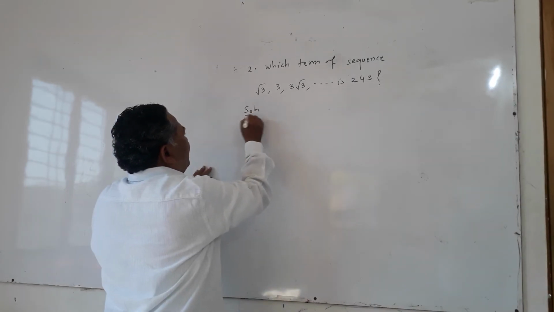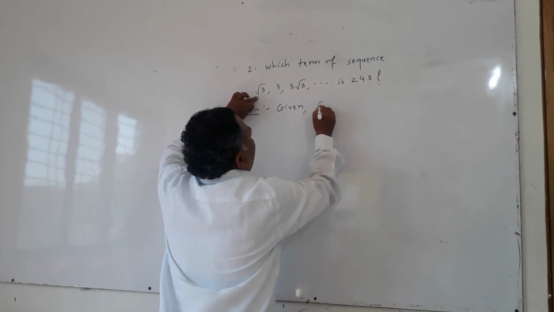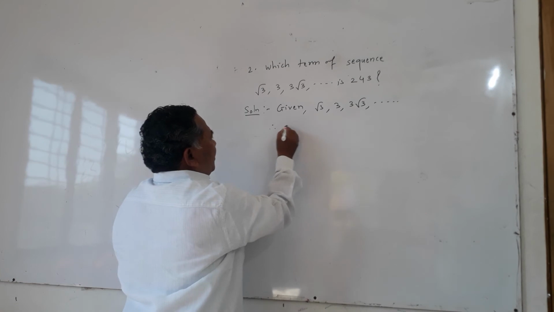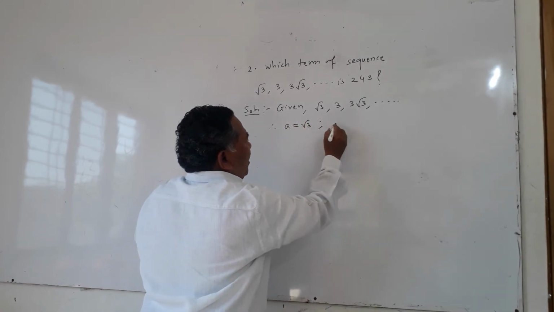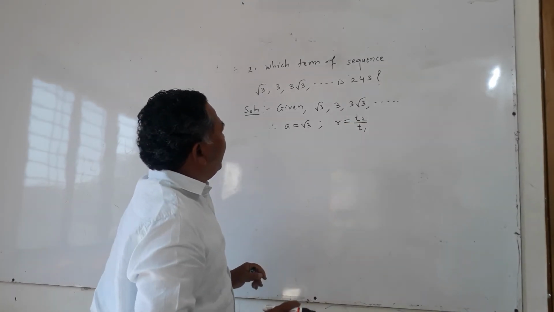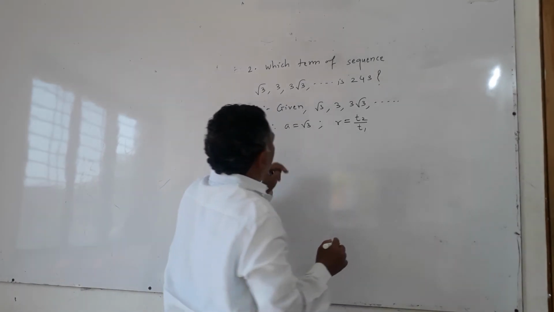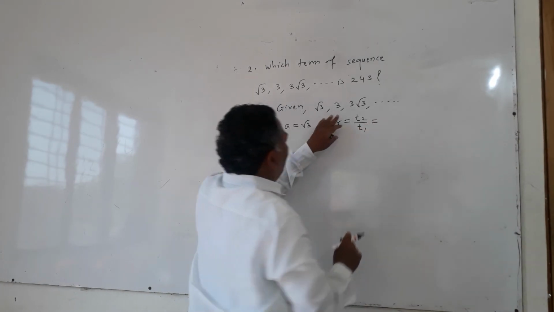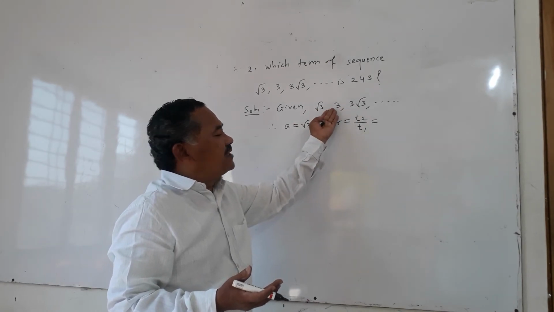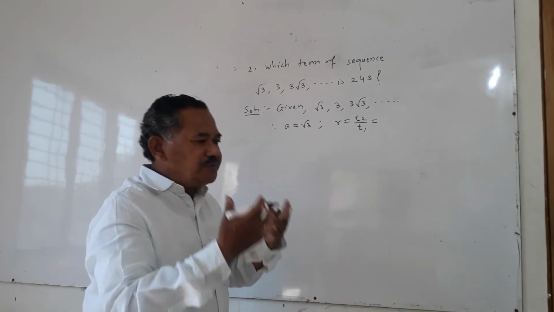Therefore, see here, the solution. In the manner given here, we write root 3, 3, 3 root 3, and so on. Therefore a equal to root 3 and we have to obtain r. We know r equal to T2 upon T1. Because if we observe, we do not obtain a common difference, since 3 minus root 3 and 3 root 3 minus 3 are not equal, therefore it is not an AP. Therefore we observe whether it is a GP or not.